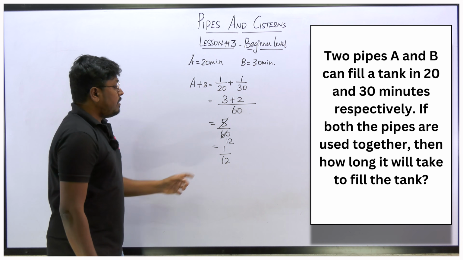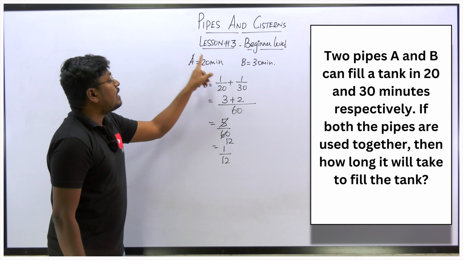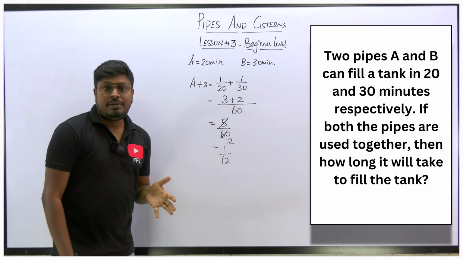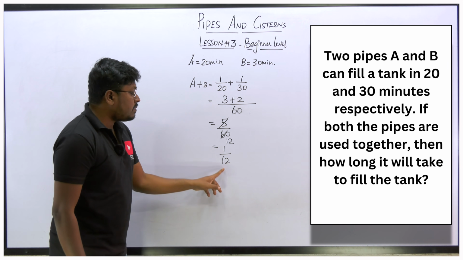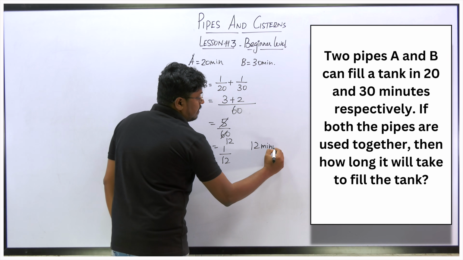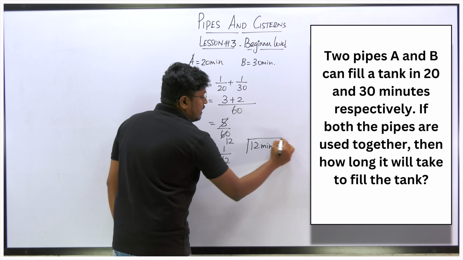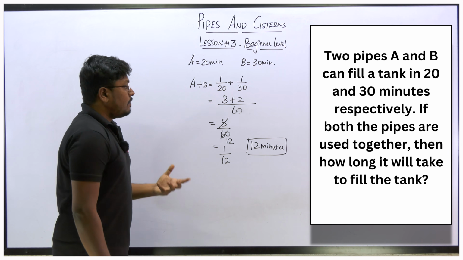And remember that, always check before giving the final answer, because most of the time it will be in minutes and it can be in hours. So be very careful. Here all the values are in minutes. So the final answer we are getting is 1 by 12. So the meaning here is the answer will be 12 minutes. If both the taps are open, in 12 minutes the tank will be filled. So this will be the answer for the first question.